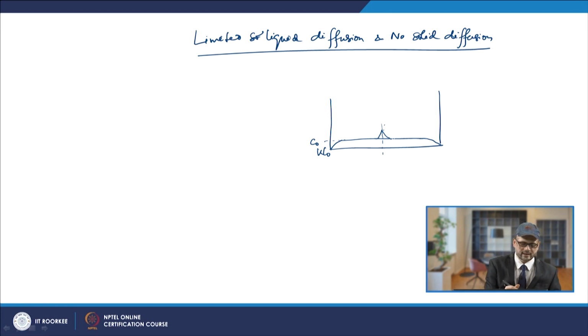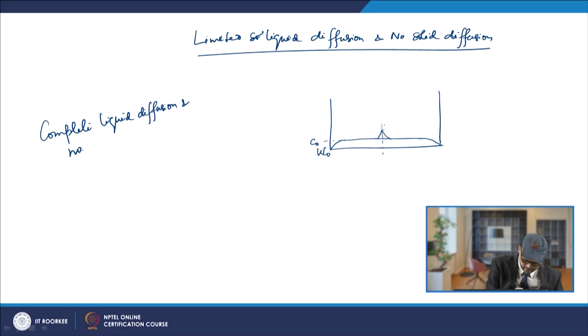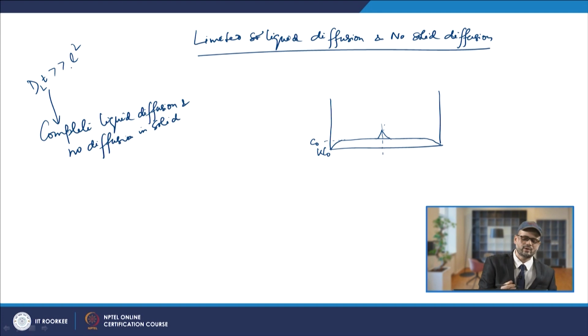However, if you take the case of complete liquid diffusion, and suppose no diffusion in solid. So, in these cases the condition will be that you have complete liquid diffusion, so DL into T has to be more than L square, whereas no diffusion in solid, so you will have DS into T quite less than L square.